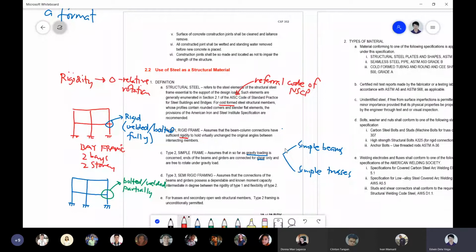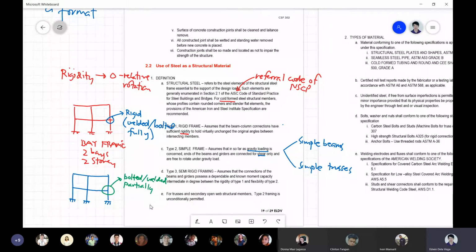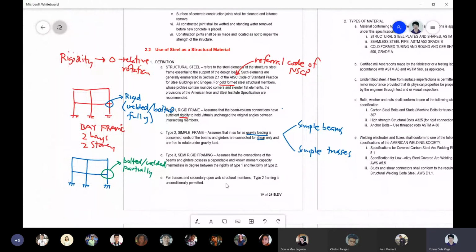The simple frame are those used on simple beams and simple trusses wherein the connection is only made for shear and maybe partial moment. And then a semi-rigid frame is such that your connections are partially bolted and welded. Okay? So there's a note here that for trusses and secondary open web structural members, the type 2 framing is unconditionally permitted. So for trusses and simple beams, this type is unconditionally permitted.